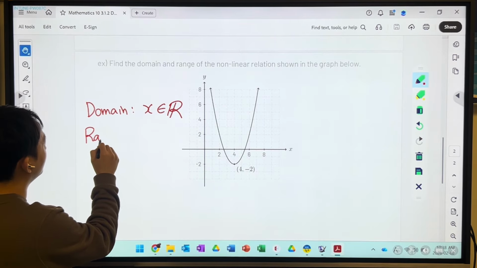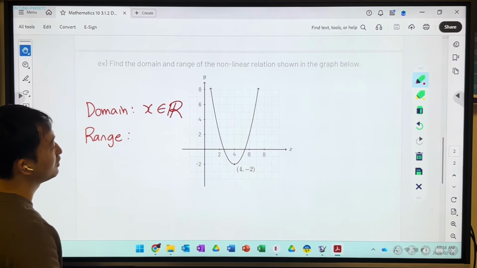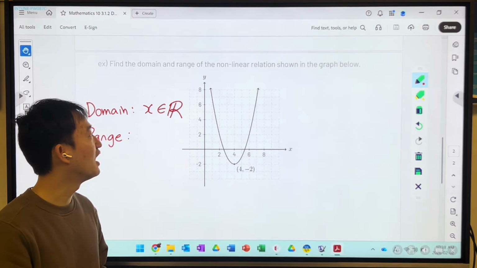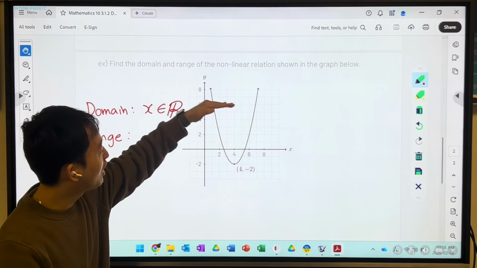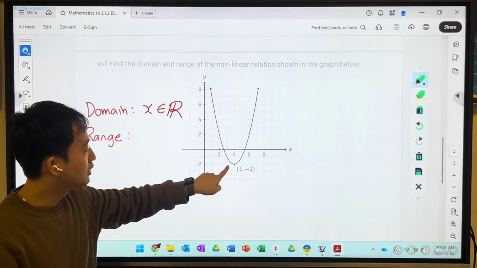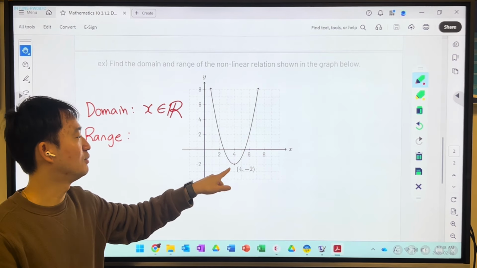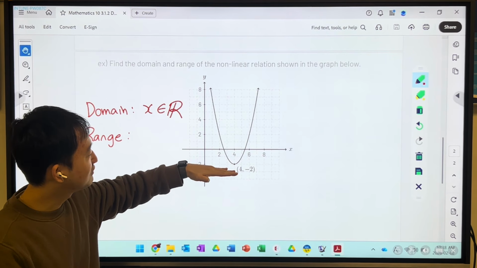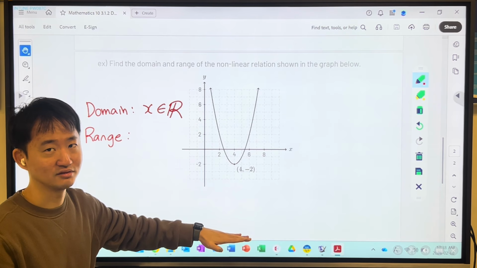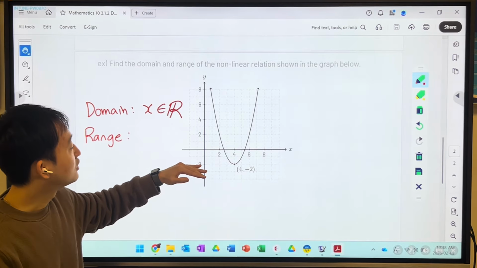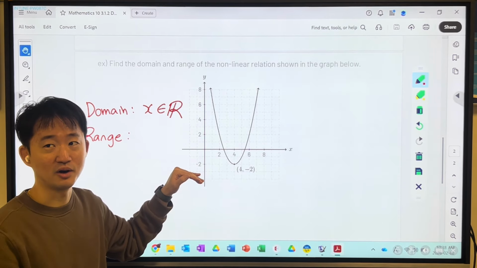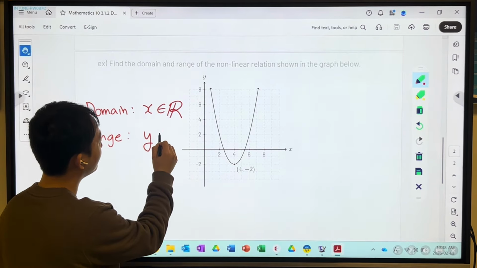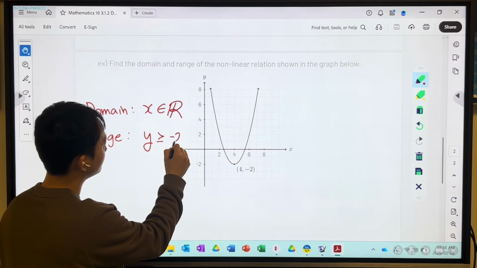Let's look at the range as well. We're looking for the y value. So we're asking, what value of y can I have? Obviously we can have the y values all the way here, but something interesting happens at (4, -2). The graph bounces back up. This means that the graph does not exist below -2. So the smallest value that is possible for y is -2. So I think the range can be written as y is greater than or equal to -2.